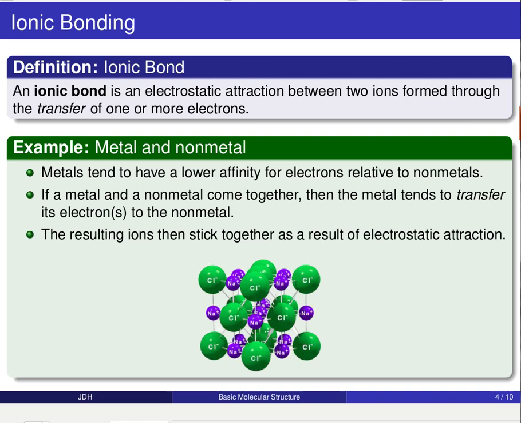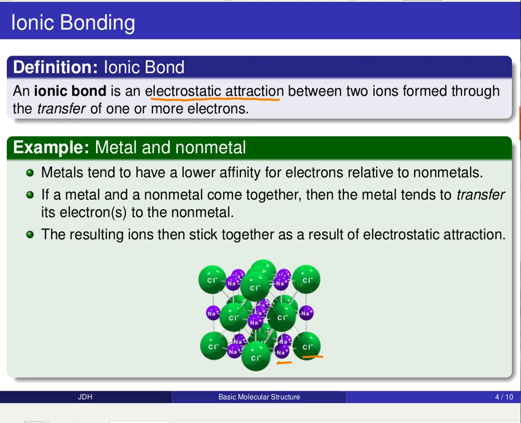So as I said, ionic bonding is defined as an electrostatic attraction between two ions formed through the transfer of one or more electrons. We saw on the previous slide this example of sodium transferring its electrons to chlorine, and what ends up forming is this ordered lattice structure where the positively charged sodiums are attracted through electrostatic interactions to the negatively charged chlorine. Okay, and metal and nonmetal interactions are kind of the hallmark for ionic bonding.